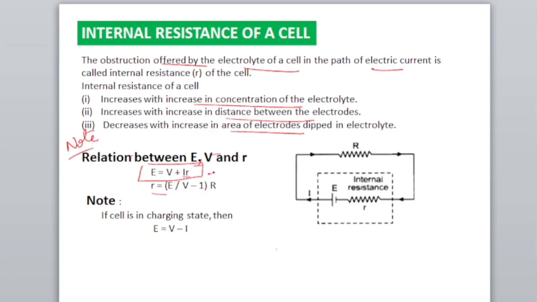So this is during discharging of the cell. When the cell is discharging, the relation is E equals V plus Ir. It means E is greater than V. But when the cell is fully discharged, then you have to charge the cell, and during charging, the direction of current is reversed and the relation becomes E equals V minus Ir. In this case, E is less than V during charging of the cell, right?